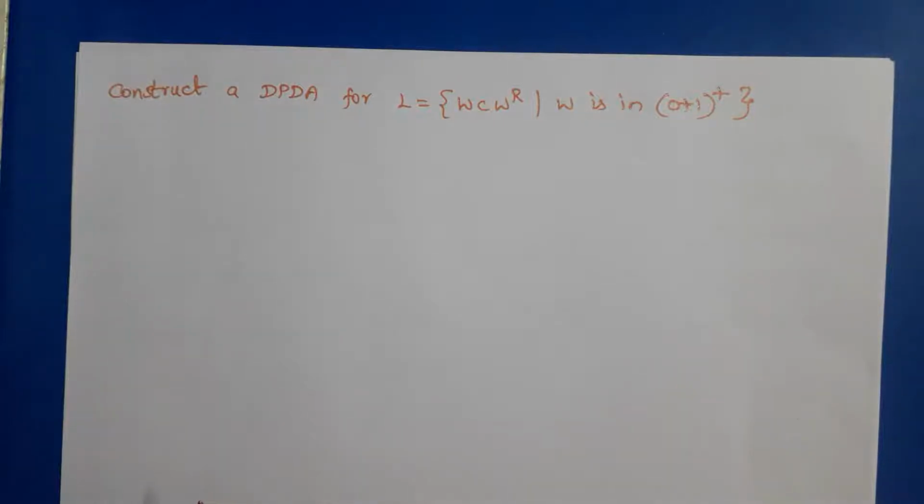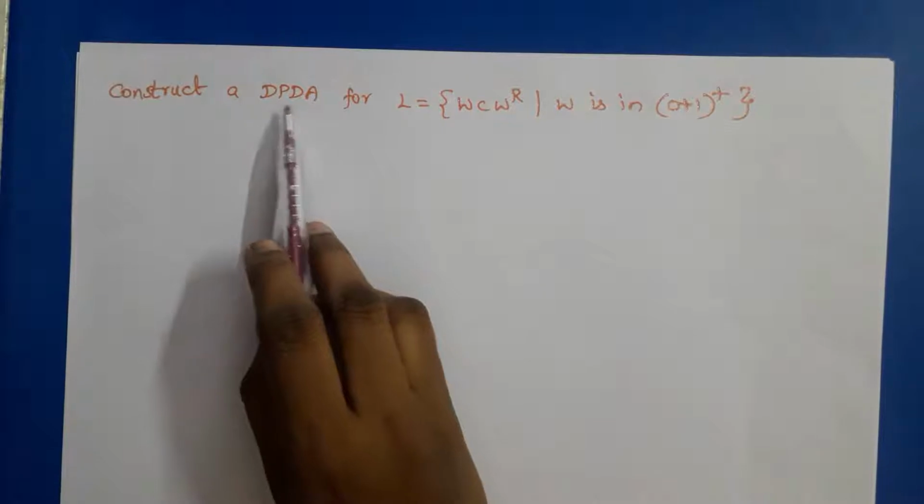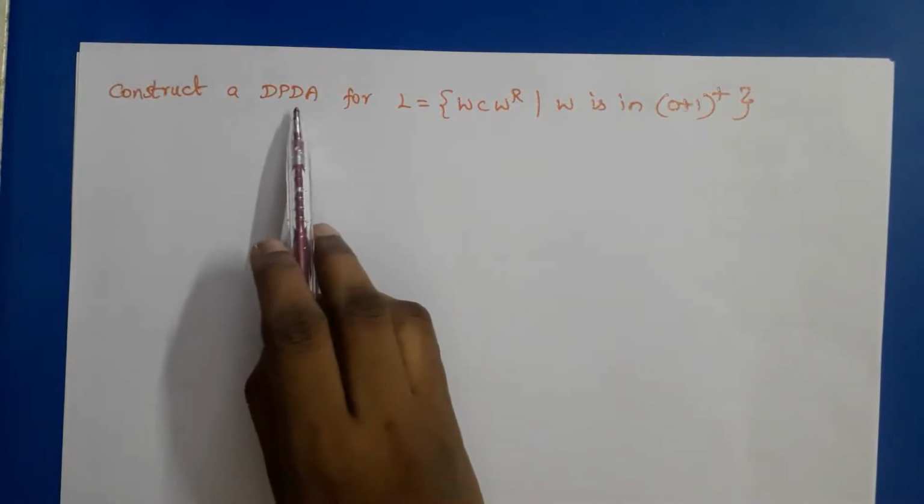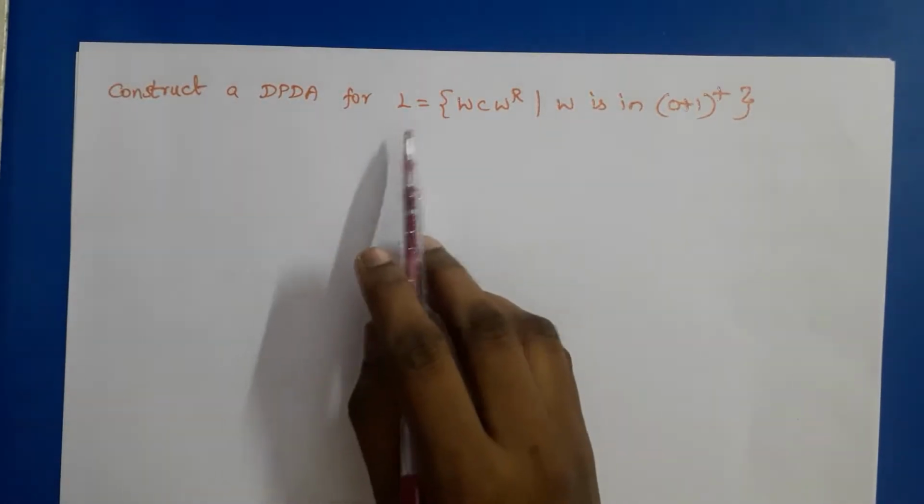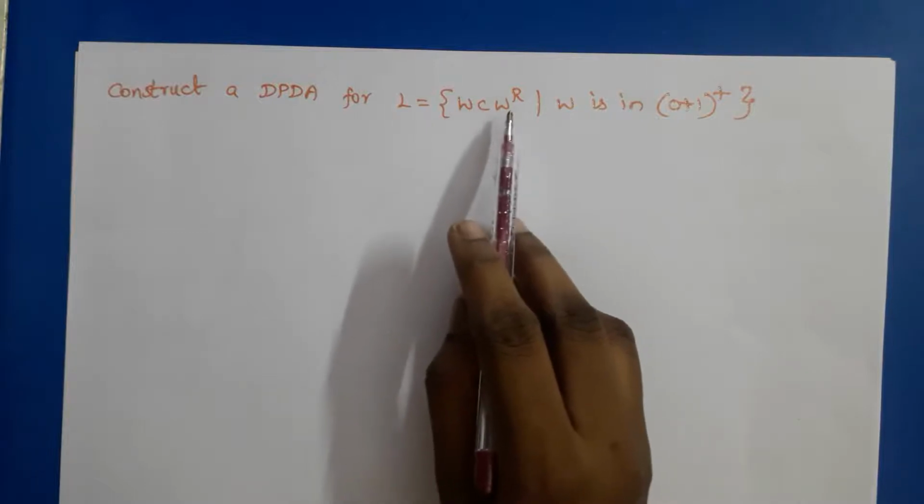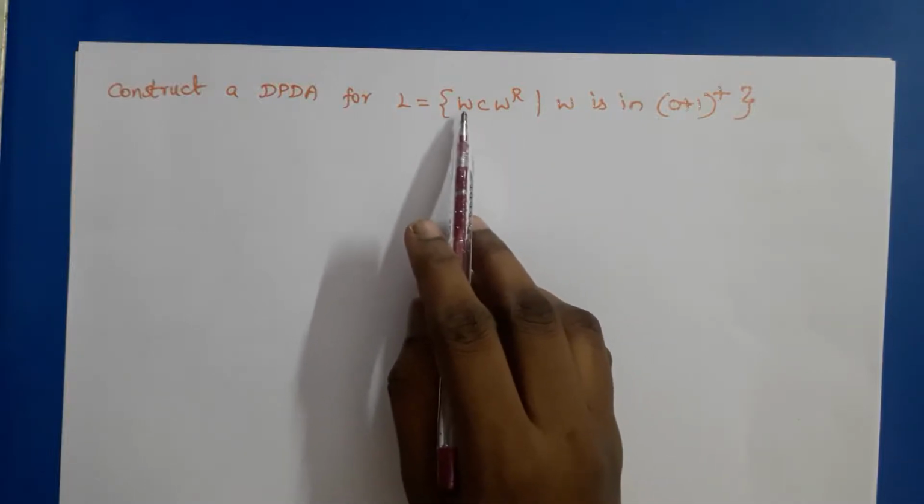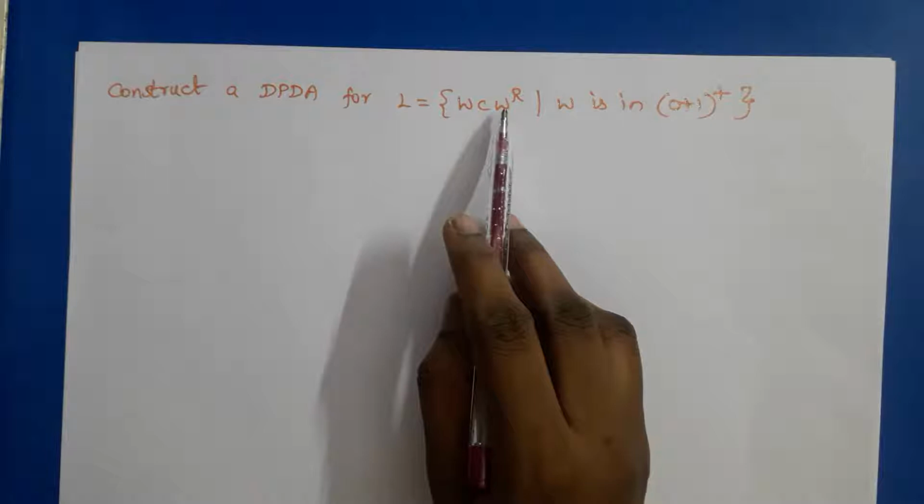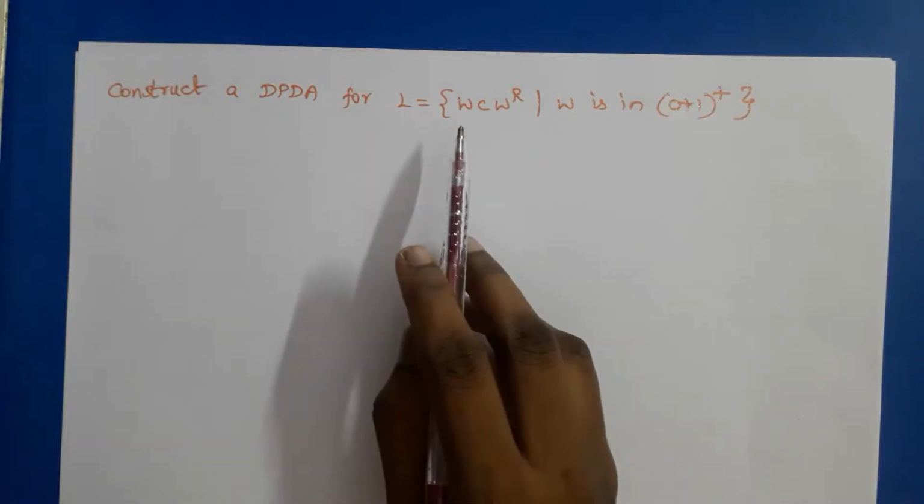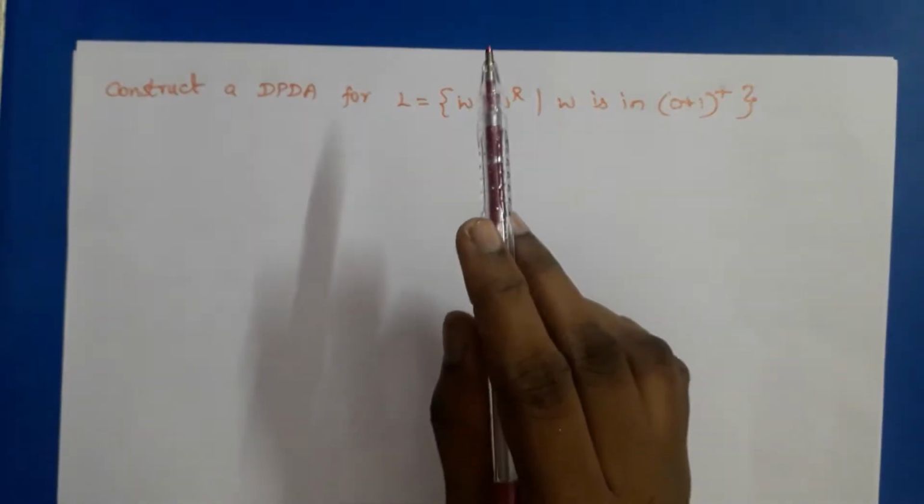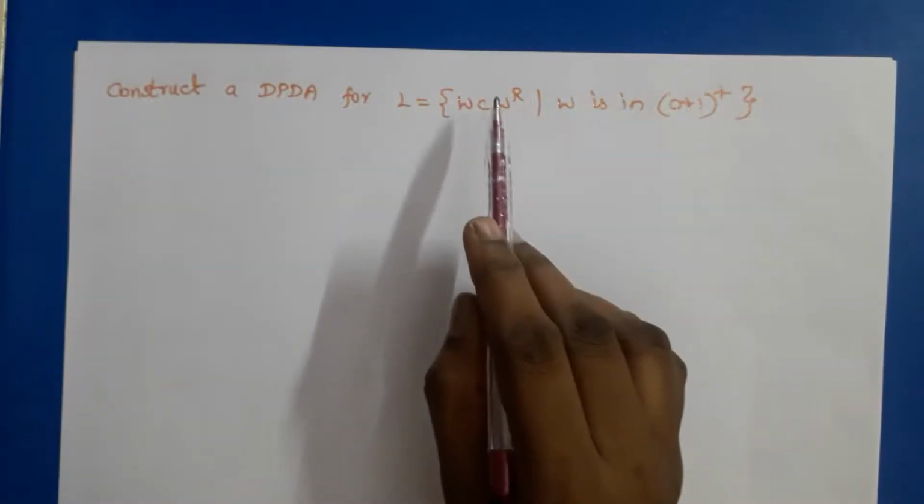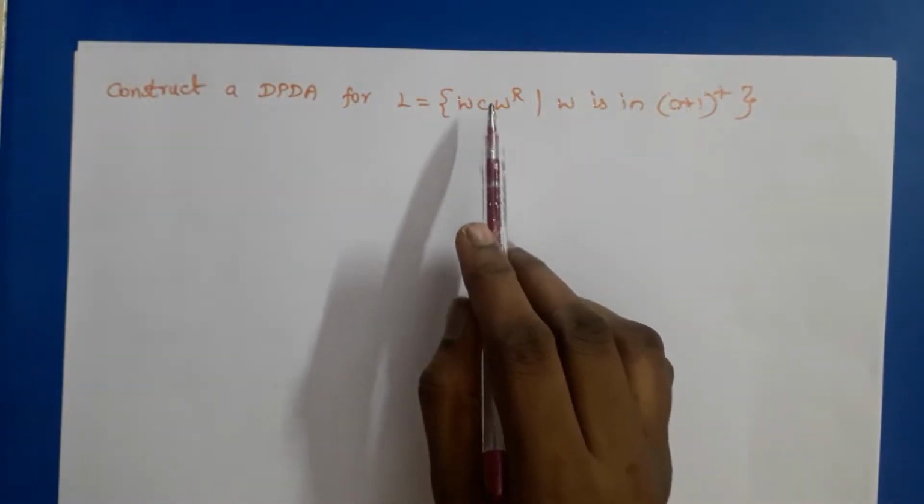Hello everyone. In this lecture, we are going to discuss an example for deterministic pushdown automata. So DPDA, we have already seen WW reverse in the previous video. WW reverse is a non-deterministic PDA because we cannot determine the mid part, that is half of the input string.